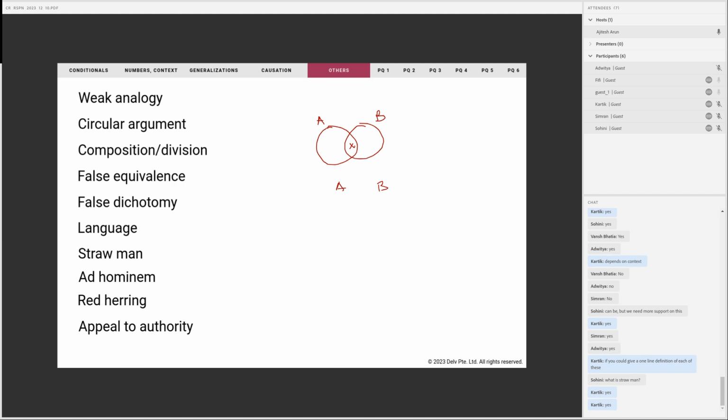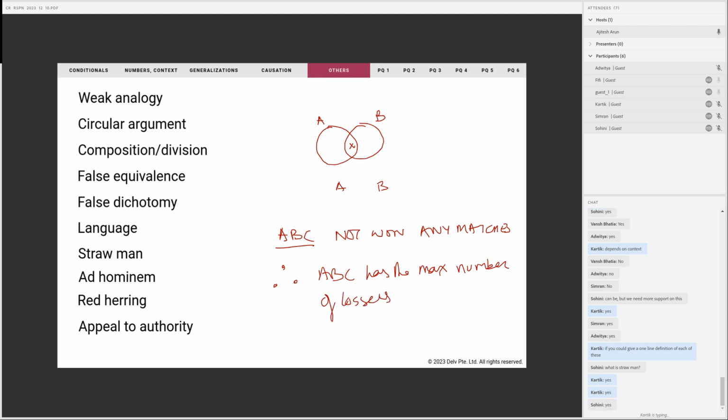Let's take an example of a football team. If somebody says that your football team, let's call it ABC, has not won any matches, any games or matches, and therefore we are saying that this team, ABC, has the maximum number of losses. Is that a good argument? Quick check, let me know. Oh, Shoidi's saying yes. No.